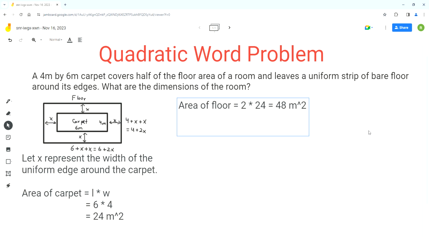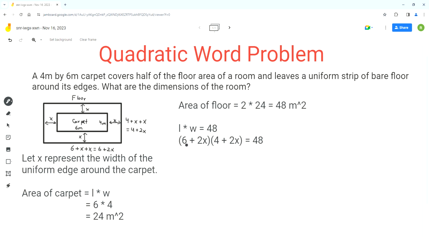Area for this rectangle will be the length times width, and it should be equal to 48. So this is the equation for the area of the floor. Now as per our calculations, the length of the floor is 6 plus 2x. So here we'll use parentheses to separate the terms for length and width because both are binomials. Times 4 plus 2x equals 48. So this is the equation we have to solve to find the value of x and the dimensions.